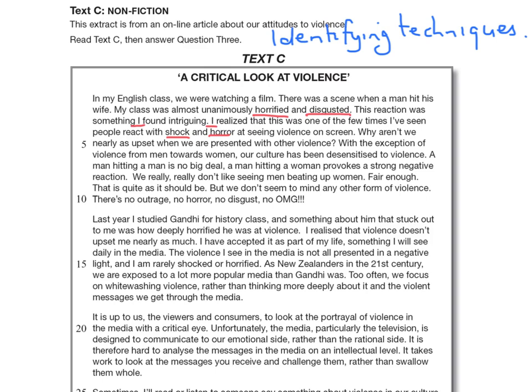There's plenty more though. "In my English class we were watching a film." Here the student is relating an anecdote. Now anecdote can be certainly a technique.